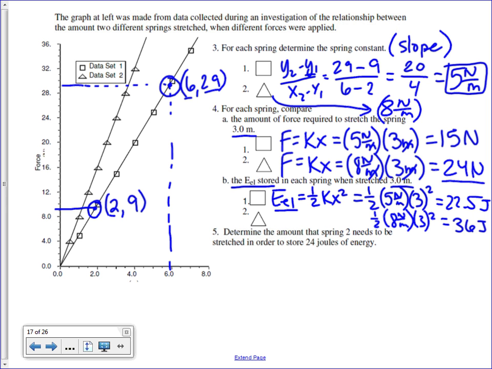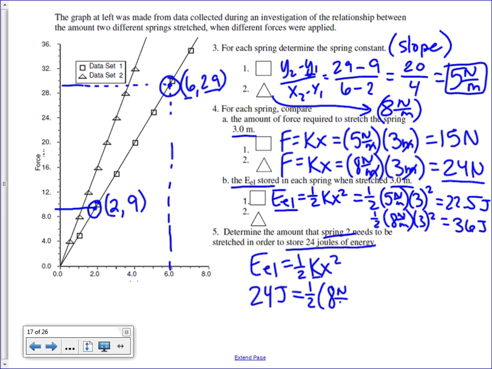And then finally, question 5, determine the amount that spring 2 needs to be stretched if you wanted to store 24 joules of energy. We're doing this one a little bit differently, but we're still using the equation for elastic energy. This time we know that we want to store 24 joules of energy. So that should be equal to 1/2. Now the k value here is going to be for the second spring, which is the triangle spring, so that's 8 newtons per meter. And we want to solve for x. How much should we stretch it?